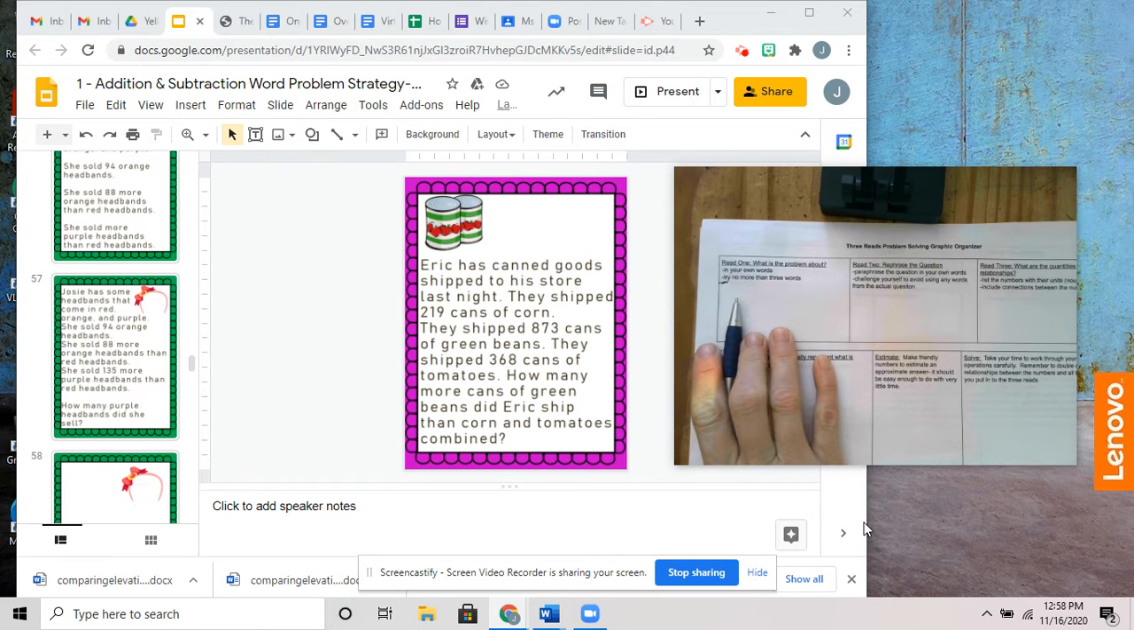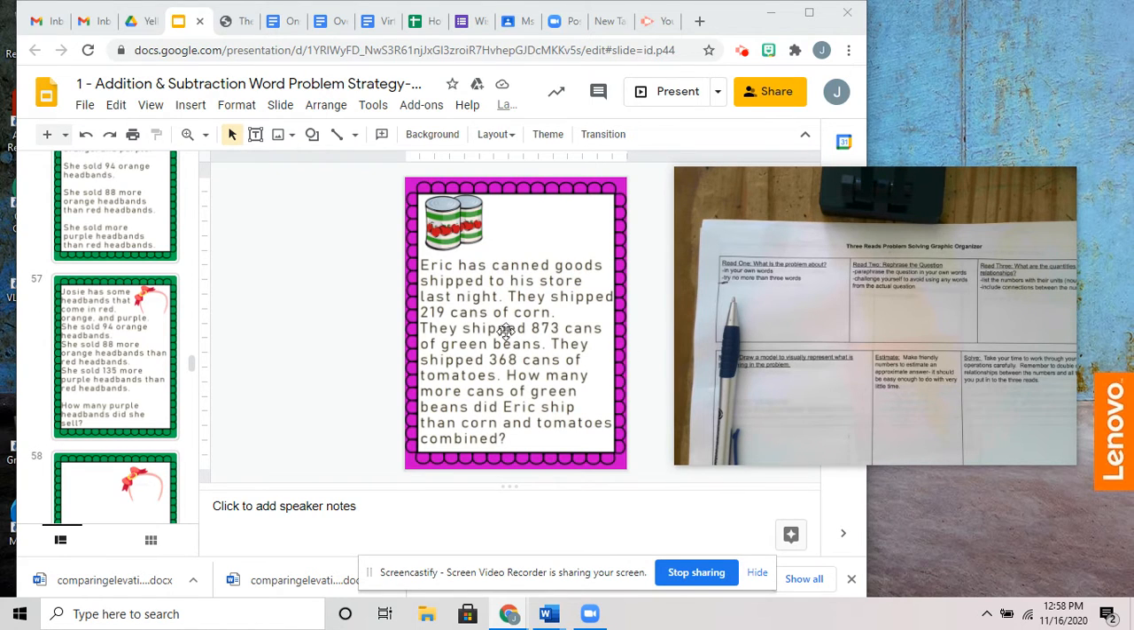Okay, so I'm going to read the problem. Eric has canned goods shipped to his store last night. They shipped 219 cans of corn. They shipped 873 cans of green beans. They shipped 368 cans of tomatoes. How many more cans of green beans did Eric ship than corn and tomatoes combined? So what is this problem about?